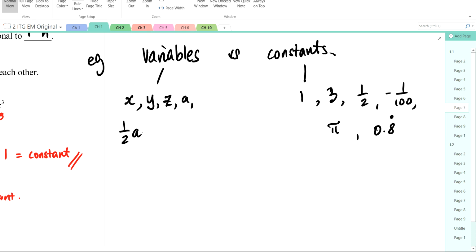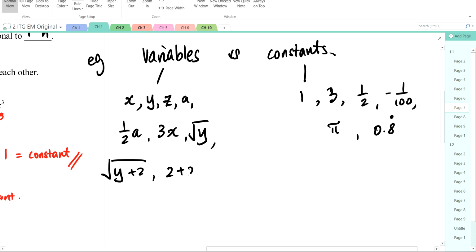A is a variable. Half of a variable is still a variable. Still can change. Okay? How about 3x? Is it a variable? Yes, because x is a variable. 3 times variable, still a variable. What about square root y? Is it a variable? Okay. What about square root y plus 2? Variable? Okay. How about 2 plus x? This whole thing. Is it a variable? Yes, it is. It is made of constant plus variable. But when you take a constant plus variable, then it can end up with any other answers, right? So it is still a variable.